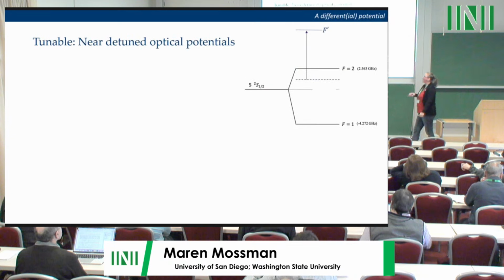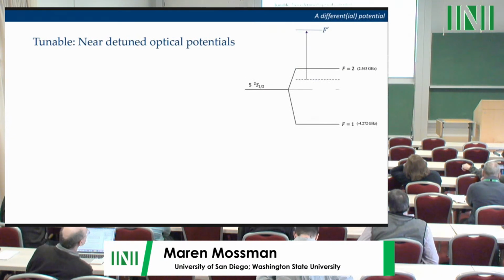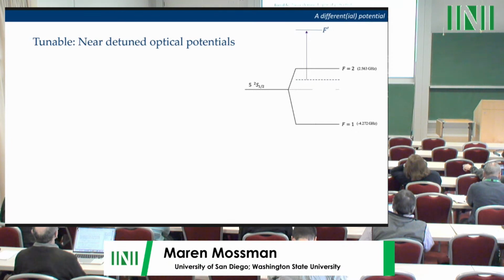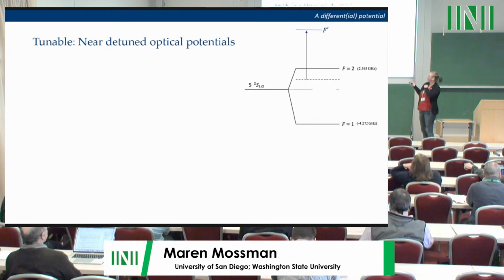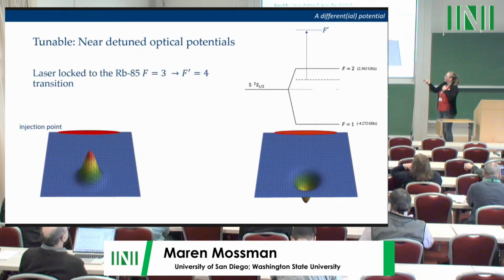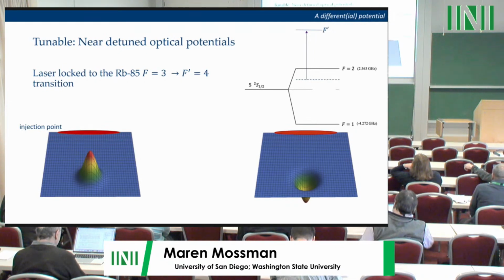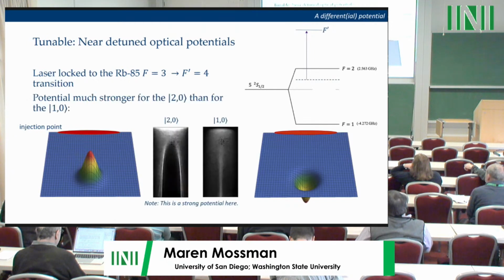Okay, so I have very little time left, but I really want to show you these pictures because they're my favorite pictures of all time. Instead of having a repulsive potential for all of the states of rubidium or an attractive one for all of the states, we can look at a different type of potential, which is the potential that exists between the F=1 and the F=2 states, somewhere right here. We can do this by locking onto a rubidium 85 line, which lives right there. It's very convenient. What that turns out to be is that for the 2-0 state, we have a repulsive potential, and for the 1-0 state, we have an attractive potential. And so this differential potential is something that we're going to use.